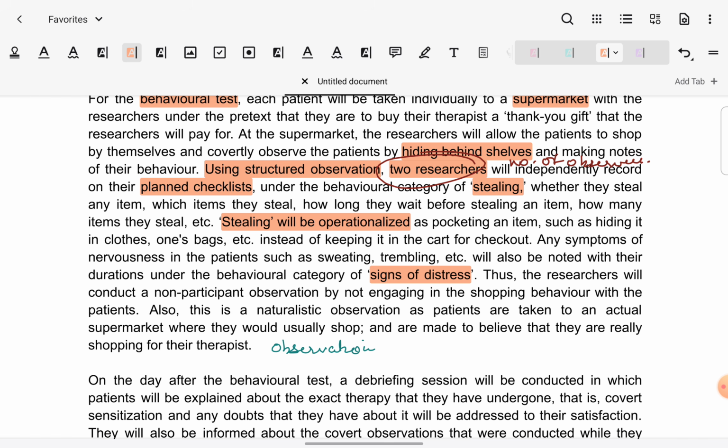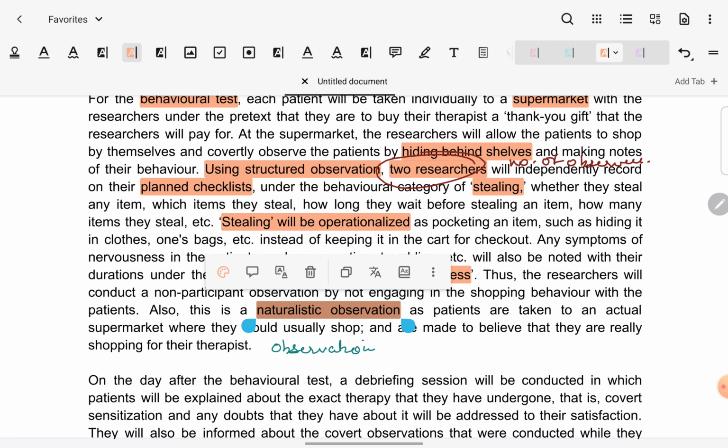Also, in terms of naturalistic or controlled, this is going to be a naturalistic observation because I'm taking people to an actual supermarket. It's not a laboratory where a supermarket scene has been created, and I'm actually seeing their stealing behaviors there when they don't know that they are being observed. So there's no artificiality to it. It falls under the category of naturalistic.